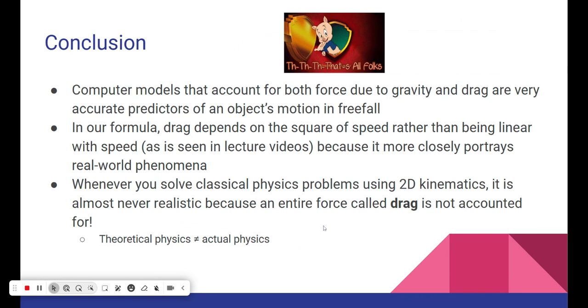It does not matter. For the conclusion, computer models that account for both force due to gravity and drag are very accurate predictors of an object's motion in free fall. In our formula, drag depends on the square of the speed rather than being linear because it makes more sense and portrays real world phenomena more closely than more lecture based theoretical videos. Whenever you see classical problems and solve them with 2D kinematics, it's almost never accurate because an entire force called drag is not accounted for in those sorts of problems. And therefore, theoretical physics is not good actual physics.